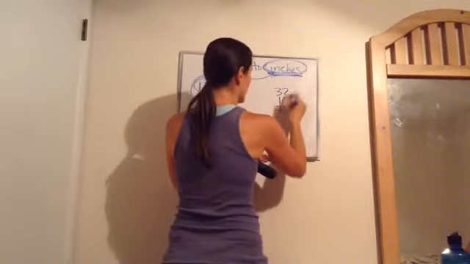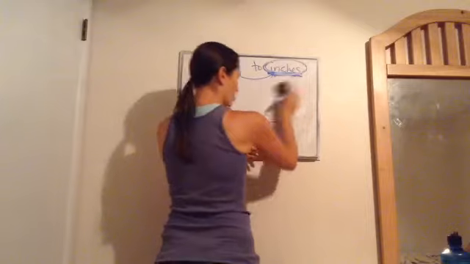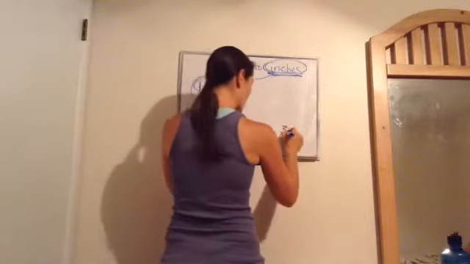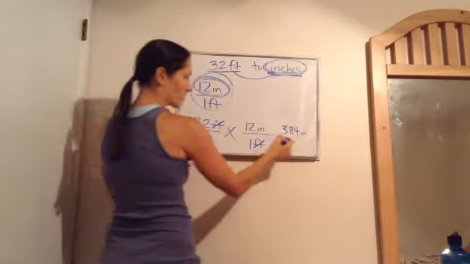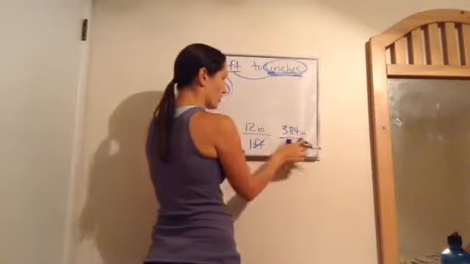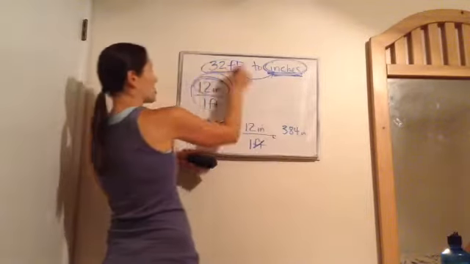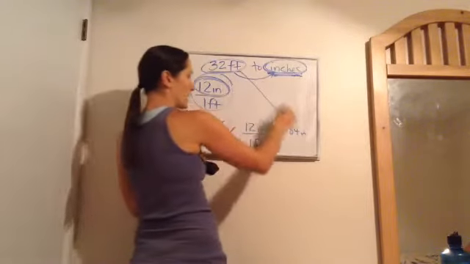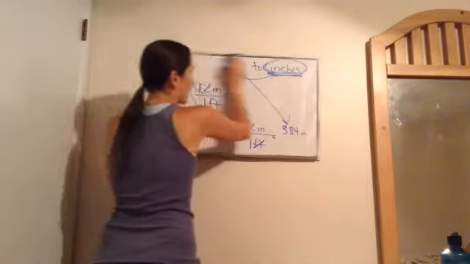4, 6, 2, 3, 8. 384. So, 384 inches. And then we went 1 times 1 is 1, which doesn't matter. So, 384 inches is the answer. So, how much is 32 feet put into inches? 384 inches. Got it? Alright, let's do another one.